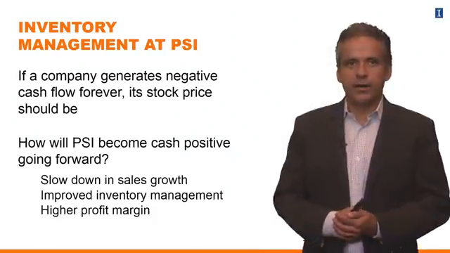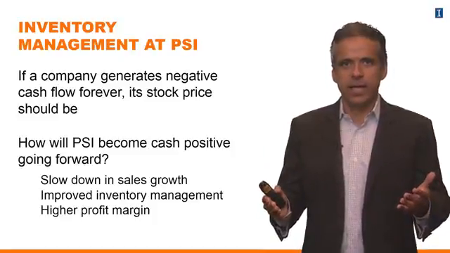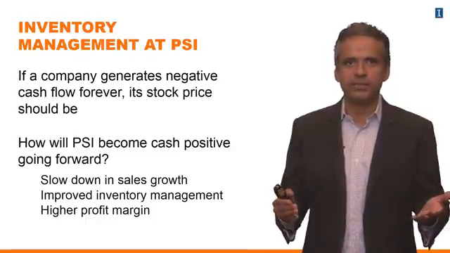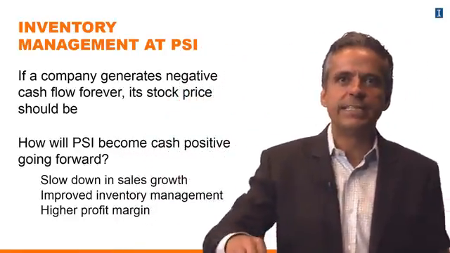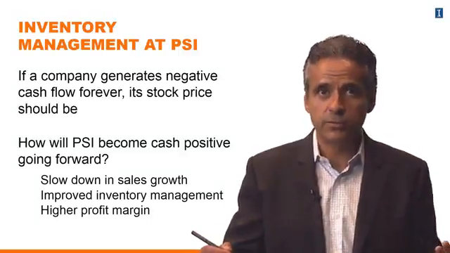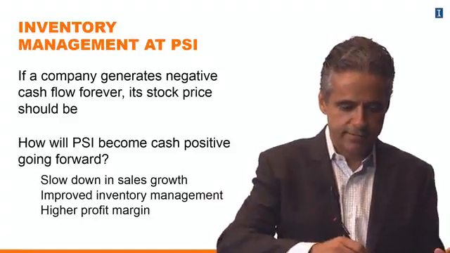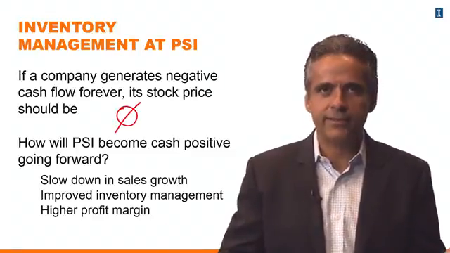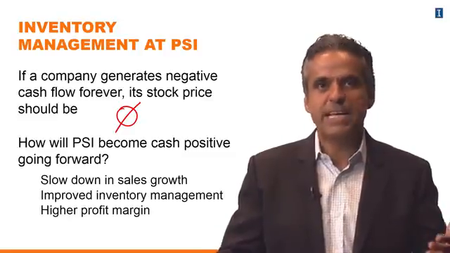This is a situation where a company seems to be generating negative cash flow forever. And ask yourself, if a company generates negative cash flow forever, what should be the stock price? Let's go back to Module 1 and think about what determines the stock price. The stock price is the discounted sum of future cash flows. If all future cash flows are negative, the company is worthless, zero. The company should be liquidated. It's not generating any profit, any economic, any cash flow.